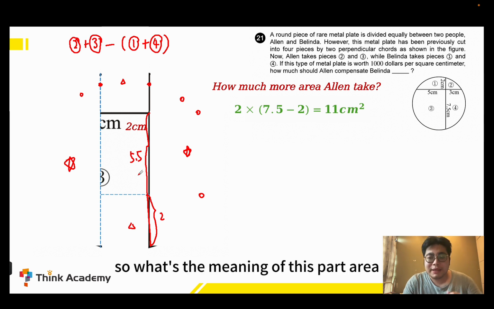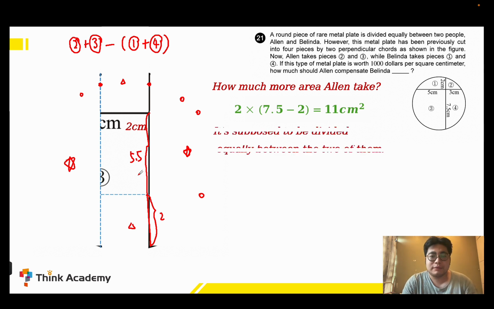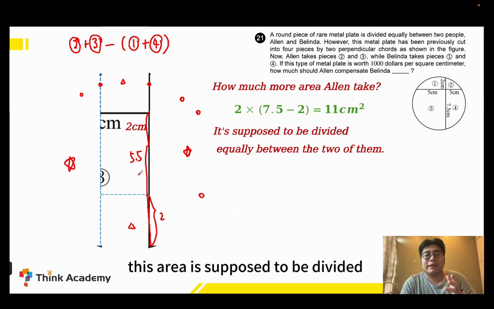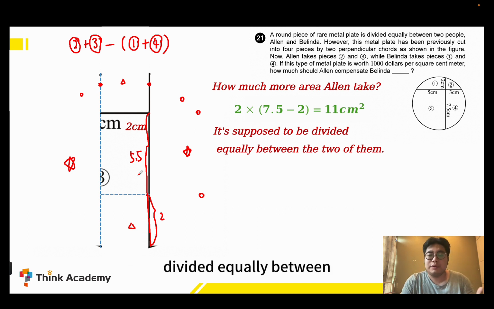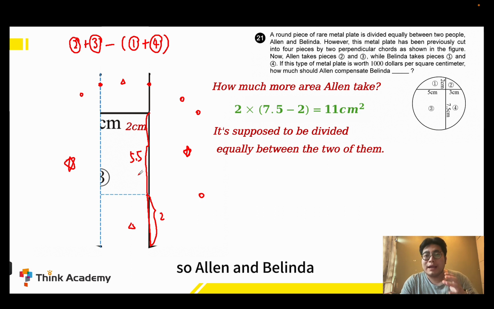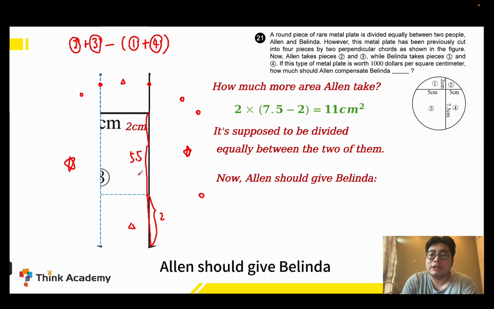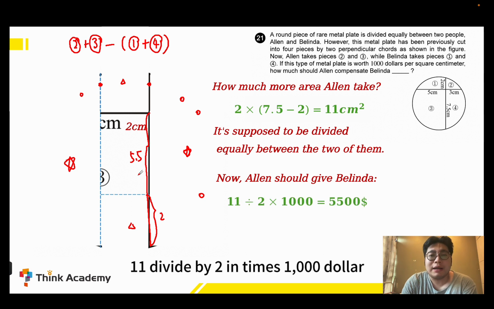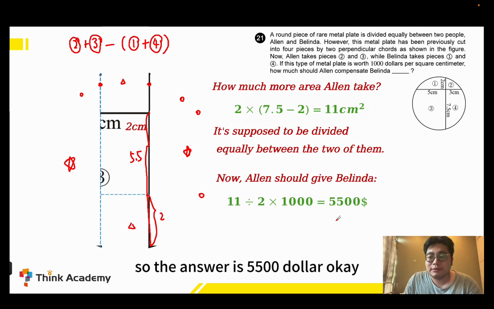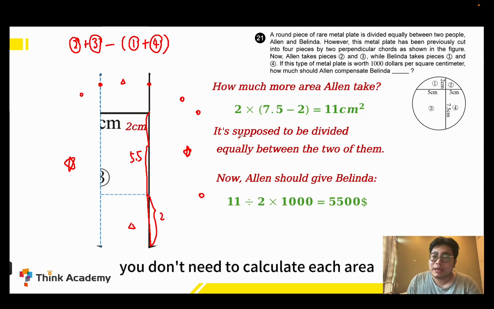So what's the meaning of this area? This area is supposed to be divided equally between the two of them, right? Alan and Belinda used to have to separate this rectangle. So now, how much money should Alan give Belinda? It should be 11 divided by 2 times $1,000. So the answer is $5,500.